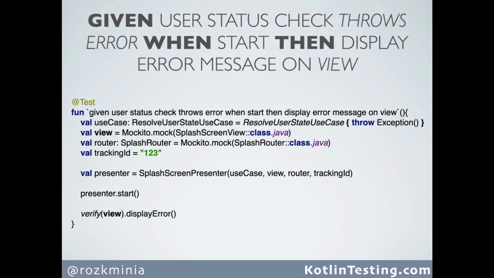We can also provide mock for view. In case of exception thrown by resolve user state use case, we want to display error on view, and thanks to Mockito, we can perform that kind of verification too. This stub throws error, and then with Mockito we verify that display error was invoked on view, and this view is created with Mockito mock function.